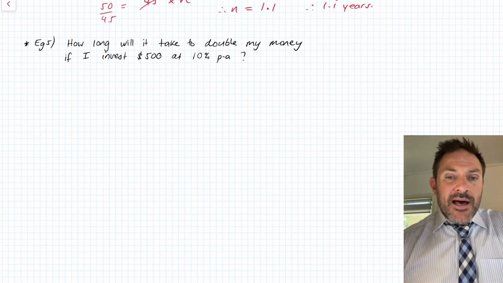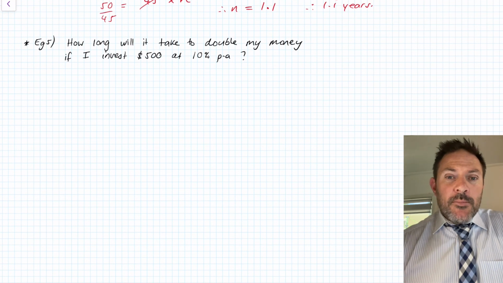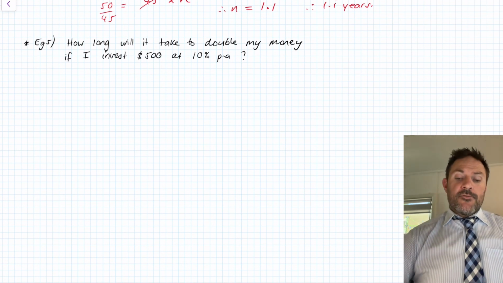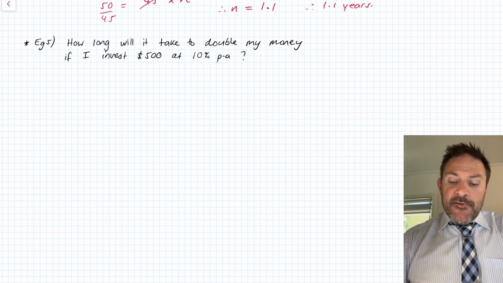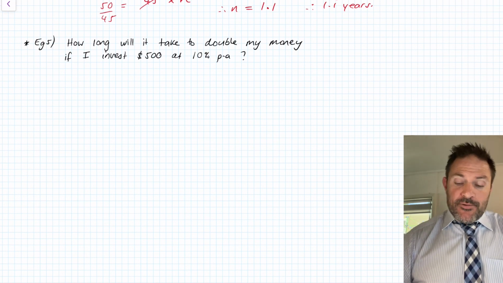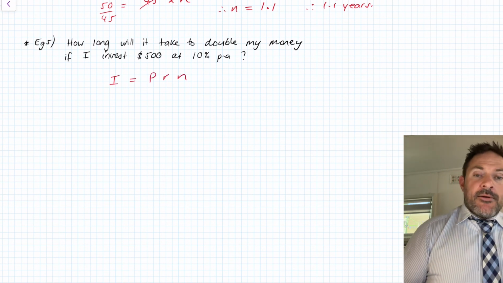Now, the last one is a 5-3 level question. Probably not a 5-2 question at the moment, but a 5-3 and probably around a B level to A level question for 5-3. How long will it take to double my money if I invest $500 at 10% per annum? Well, first of all, I'm going to write down I equals PRN.